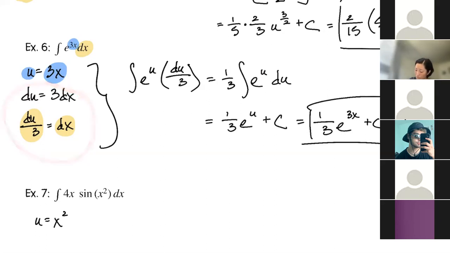All right. Are there any questions about example 6? How are we feeling on example 6?